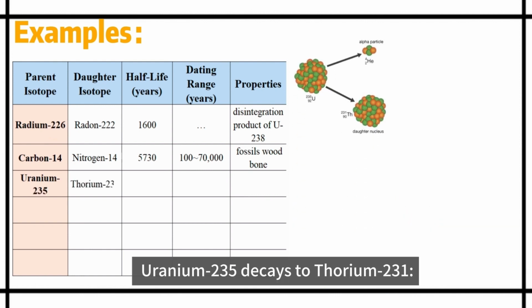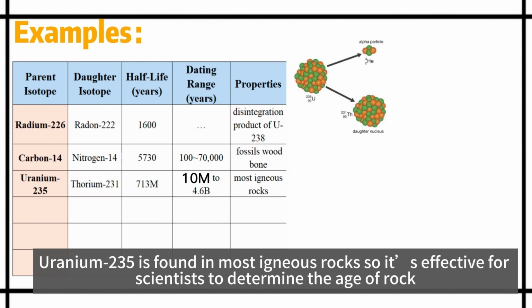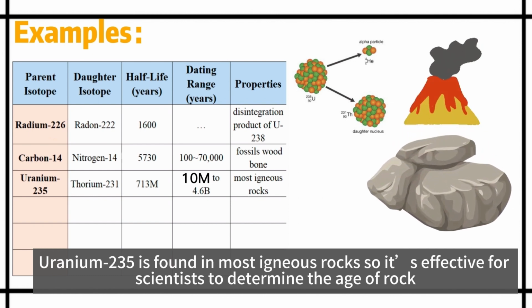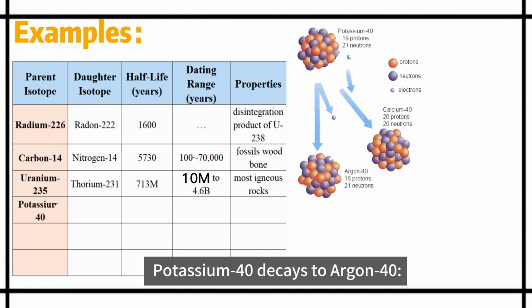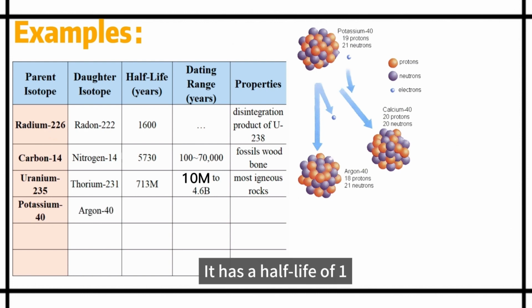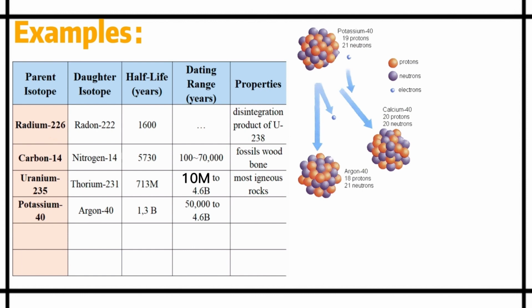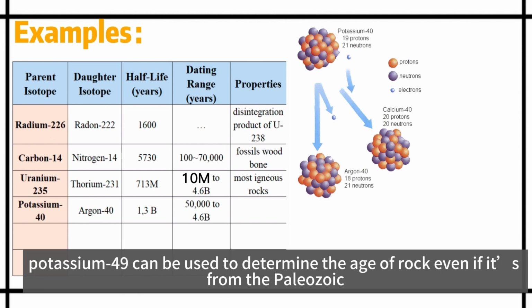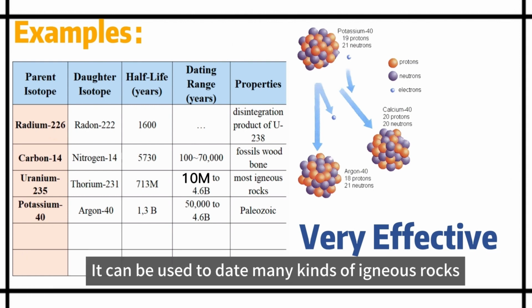Uranium-235 decays to thorium-231. It has a half-life of 713 million years, with a dating range of 10 million to 4.6 billion. Uranium-235 is found in most igneous rocks, so it's effective for scientists to determine the age of the rock. Potassium-40 decays to argon-40. It has a half-life of 1.3 billion years, with a dating range of 50,000 to 4.6 billion years. At this point, potassium-40 can be used to determine the age of rock, even if it's from the Paleozoic. It can be used to date many kinds of igneous rock.